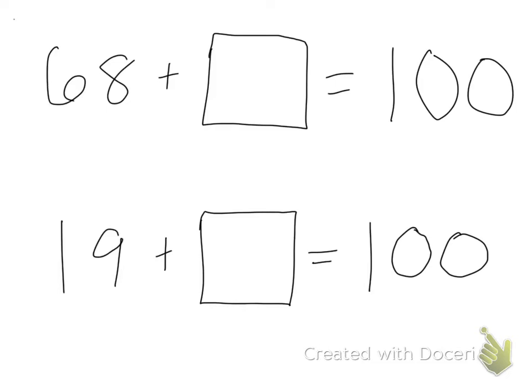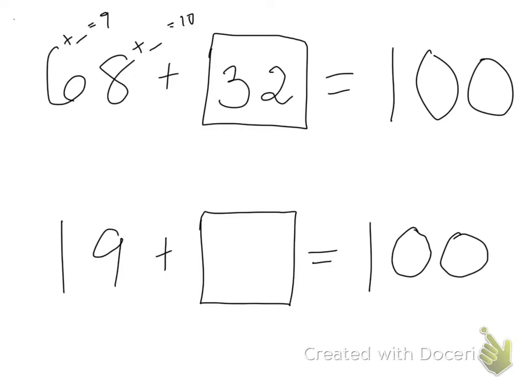And so I need to think, okay, well, 8 plus what equals 10? Well, 8 plus 2 equals 10. And then I need to think, 6 plus what equals 9? Well, 6 plus 3 equals 9. So the answer should be 32.